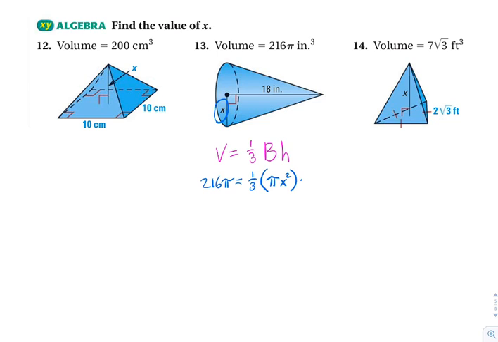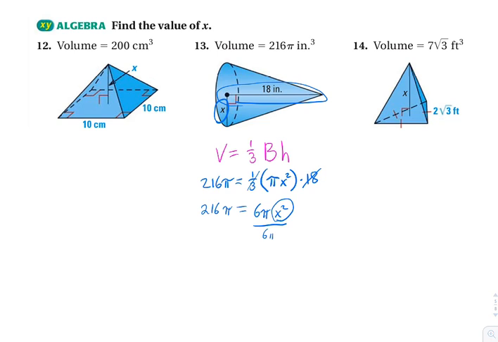And then times the height, and they give us perpendicular to the base. This isn't the slant height. They give us, this is 18. So I know that 1/3 of 18 is 6, so this is 6 pi x squared equals 216 pi. So before I square root to get x to be just x and not x squared, I want to get rid of all the numbers that are by it.